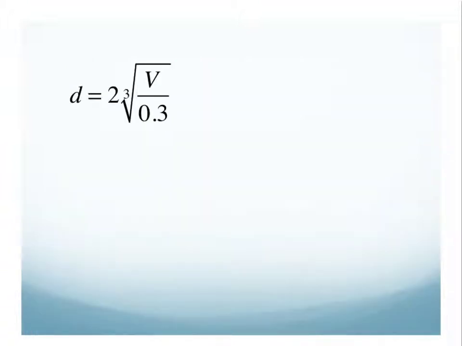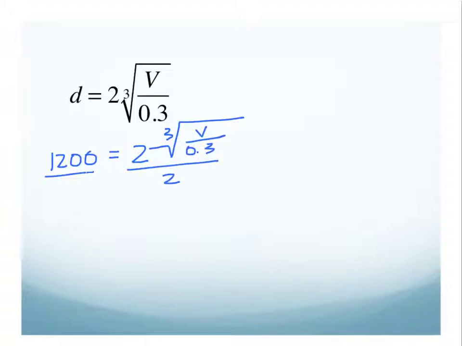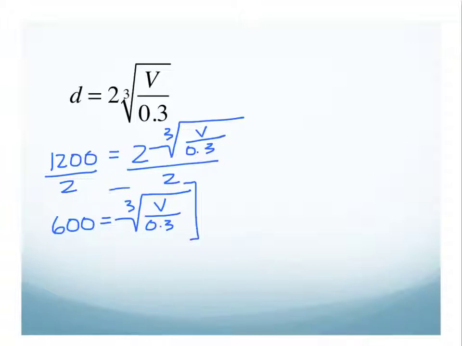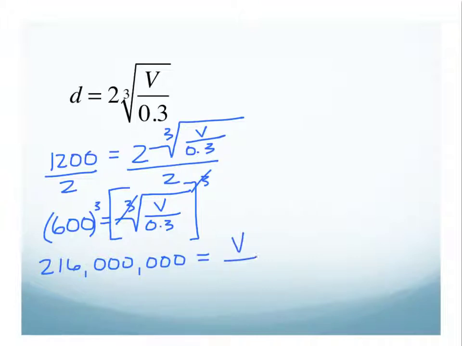Okay, so we're plugging in the 1,200 meters for the distance equals 2 times the cube root of V over 3/10. So we're going to get rid of the 2 by dividing. 600 equals the cube root of V over 3/10. We're going to cube both sides, which is going to relieve us of the cube root there. 600 cubed is 216 million. Is that right? Hold on, let me double check that. Yep, that's right, is equal to V over 3/10.